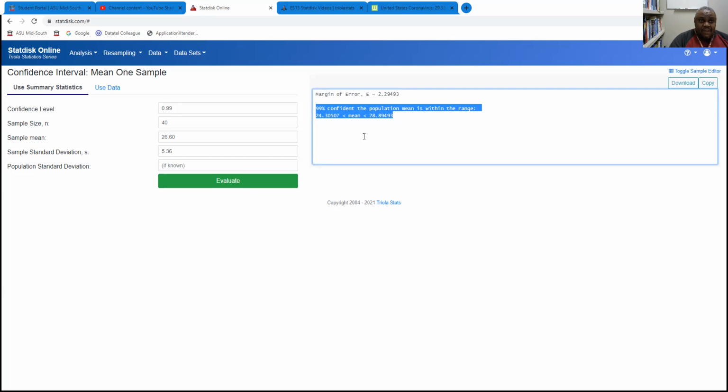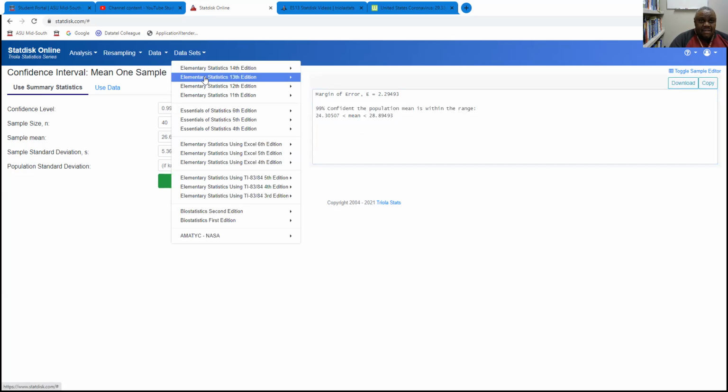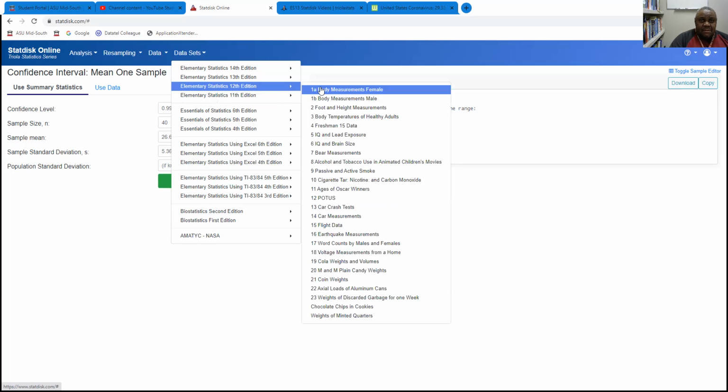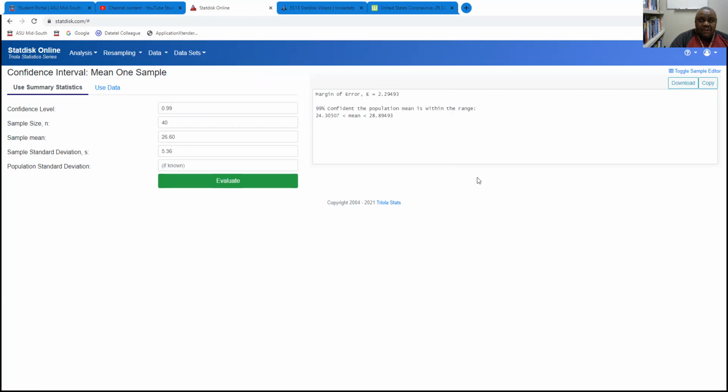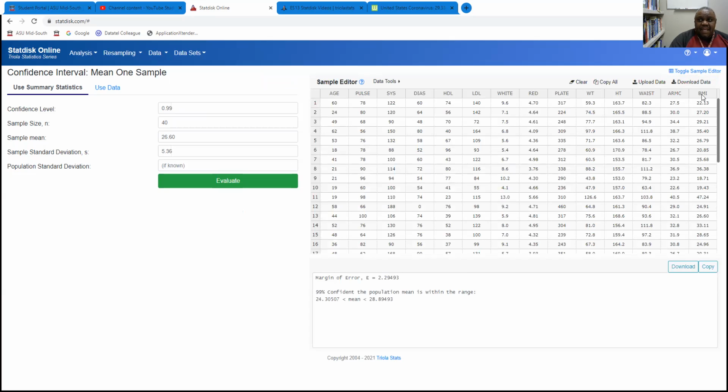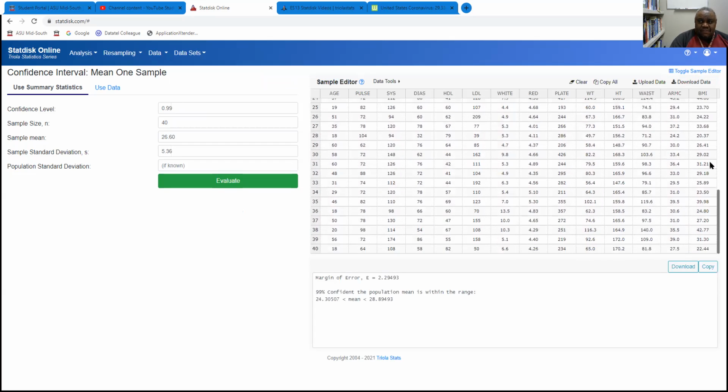Now for females, it's going to be part B. Okay, so here we have to go back to Datasets, use the 12th edition of elementary statistics, click on that, and choose 1A, which is body measurements for females. Click on that. And the BMI column is on the far right.